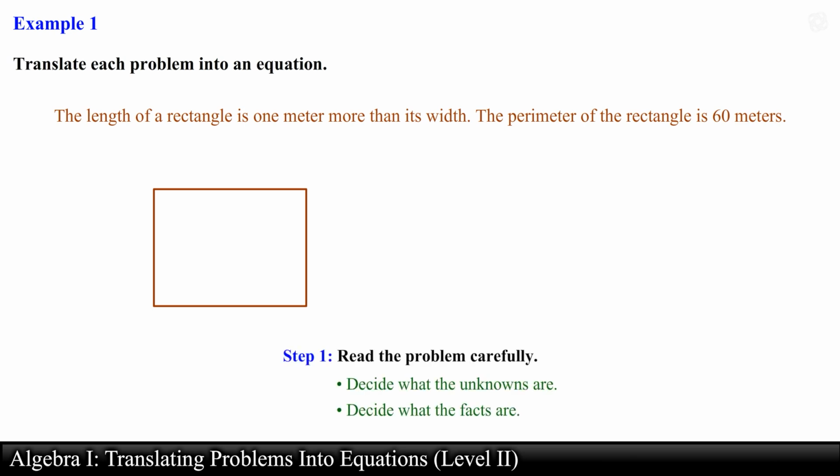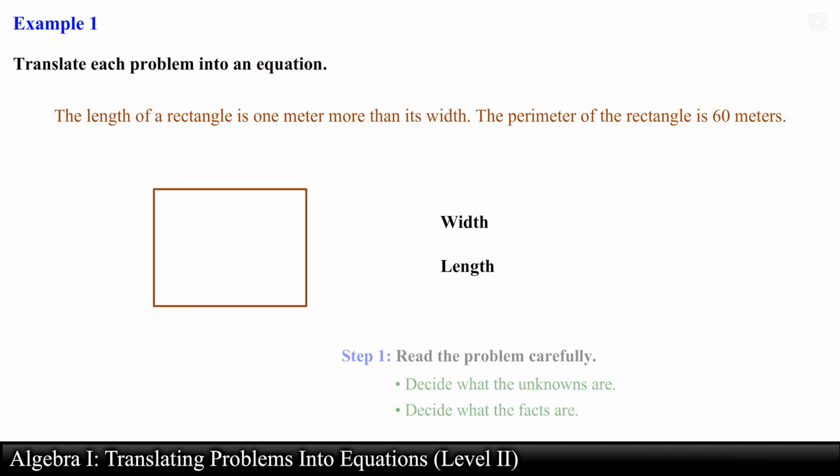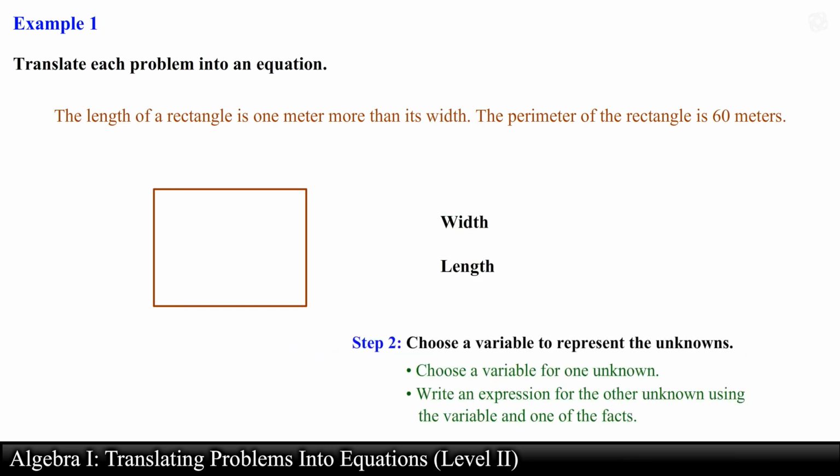Recall that the first step is to identify the unknown variables. In this example, the unknown quantities are the length and width of the rectangle. Having identified our unknowns, we now have to assign variables to them. As a rule of thumb, we first want to assign the variable to the quantity for which we have the least amount of information. In this problem, notice that we have a description that relates the length with the width, but we don't have a description that relates the width with the length. This means that we should assign the variable to the width.